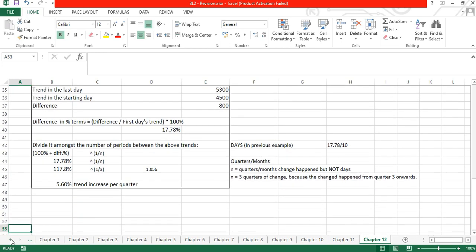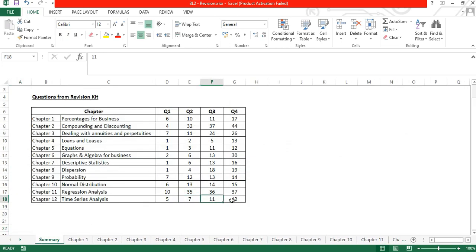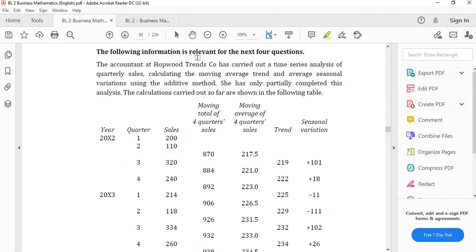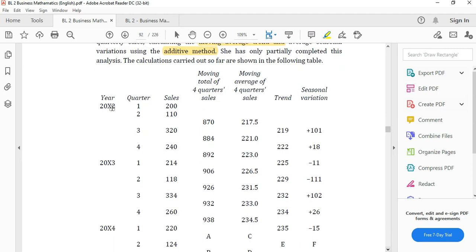Alright. Next, let's move to questions 11 and 12. The following information is relevant for the next 4 questions. The accountant at Hopwood Trends Company has carried out a time series analysis of quarterly sales, calculating the moving average trend and the average seasonal variation. Now they are talking about moving averages using the additive model. She has only partially completed it and we have to fill it in.